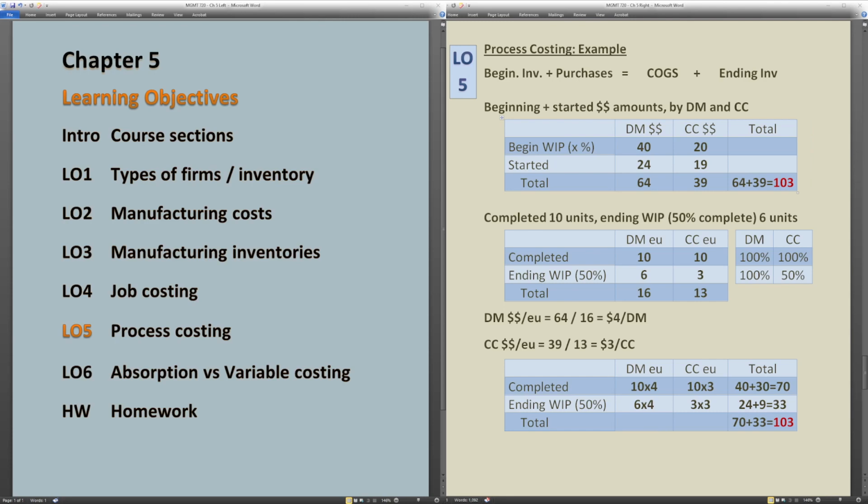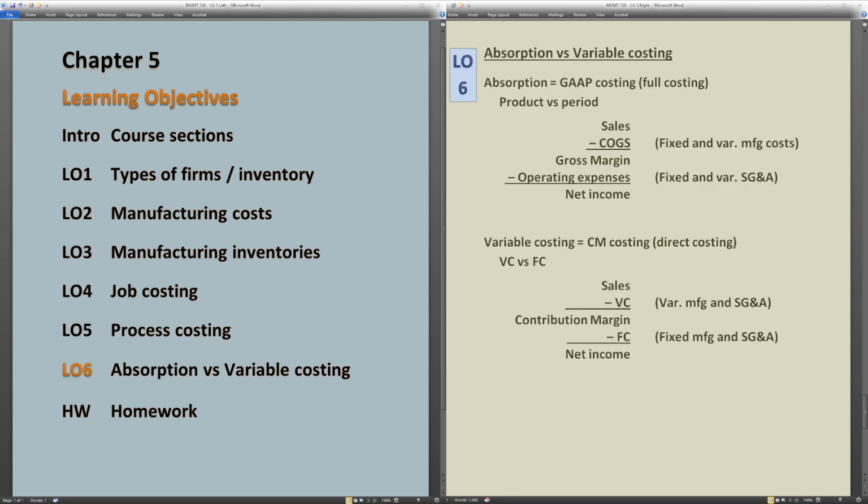Let's take a look at absorption and variable costing, and then we'll move on to homework. Now, technically, Learning Objective 6 is an appendix, and I'm not going to test on any calculations in it. I just want you to understand the concepts. And we've actually covered these concepts before. We're just applying slightly different names to it.